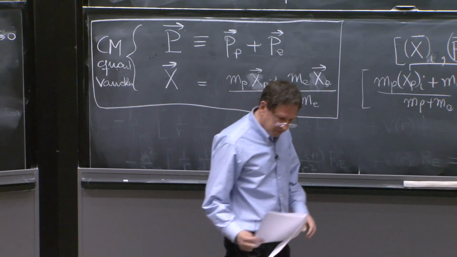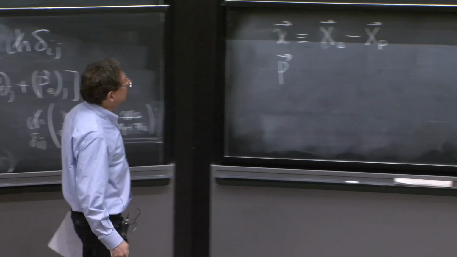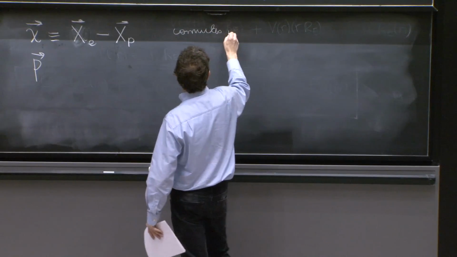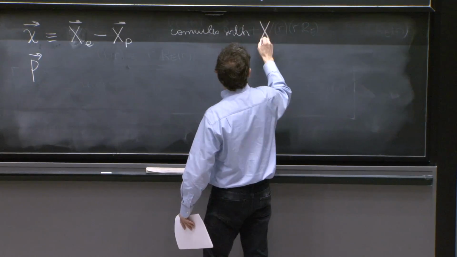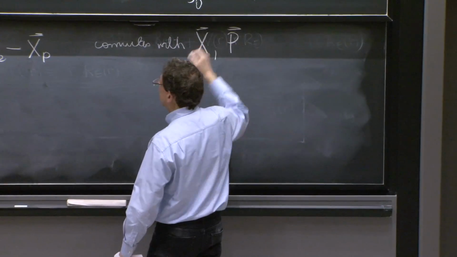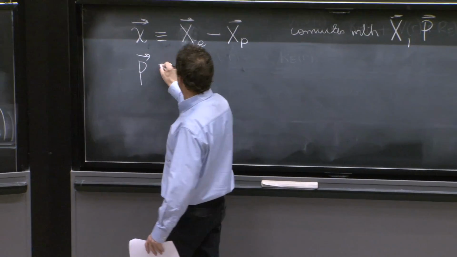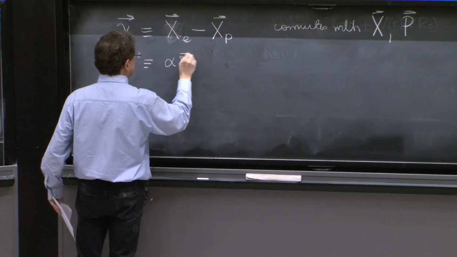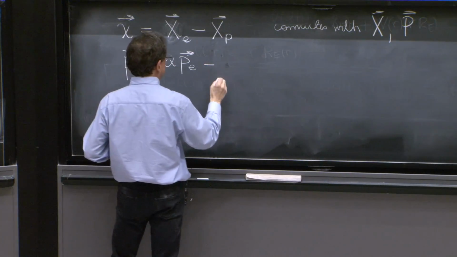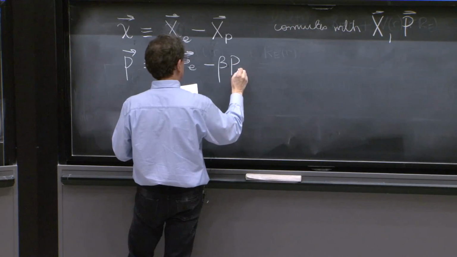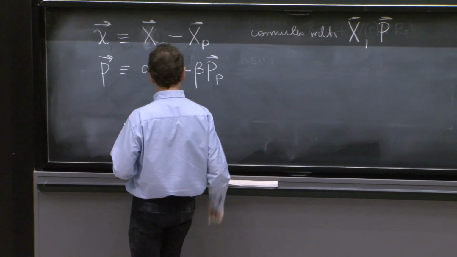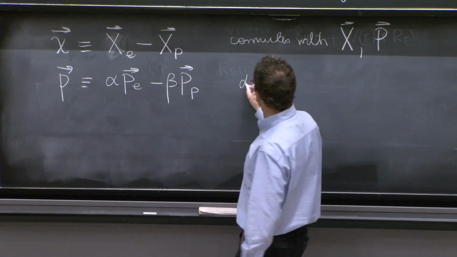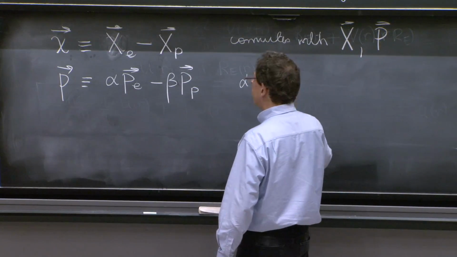So this is so far so good, commutes with capital X and capital P. So now we have here something, and we could put a number alpha p_e minus beta p of the proton. And we all know what alpha and beta are, but now you can more or less be confident.